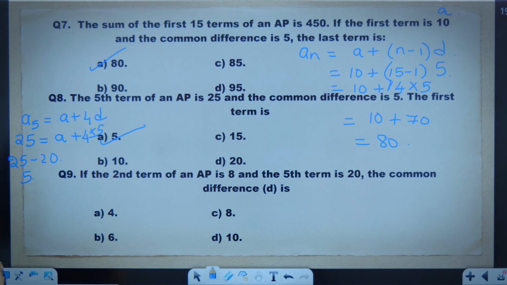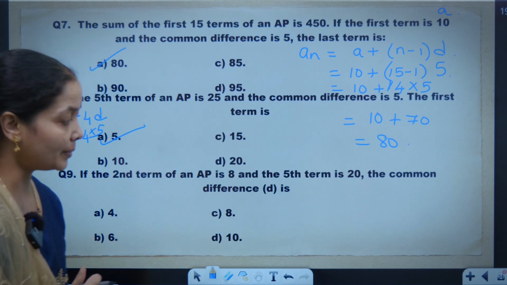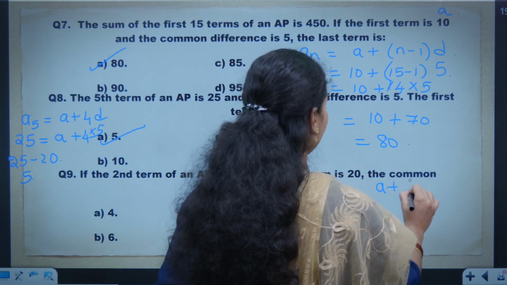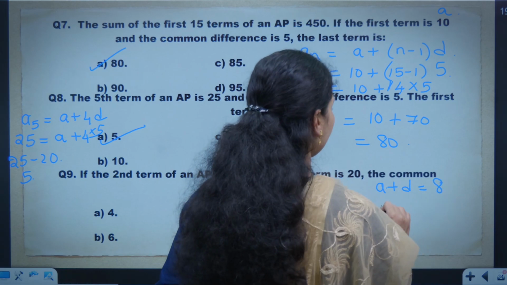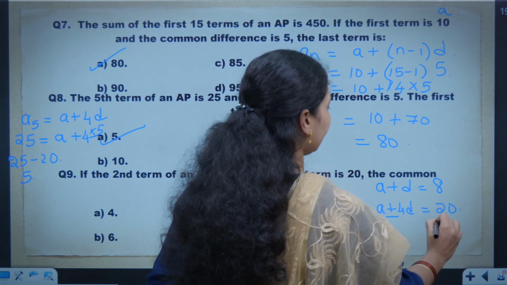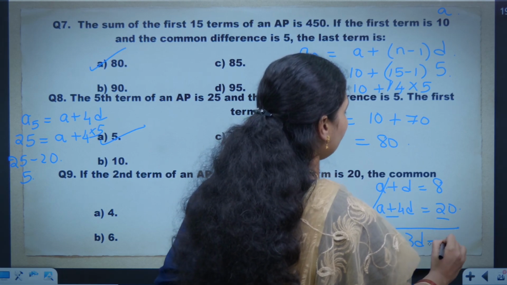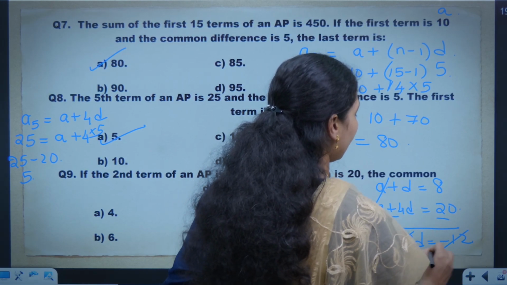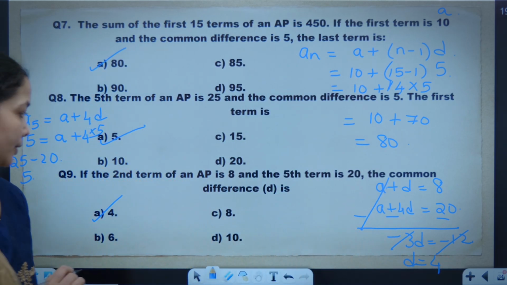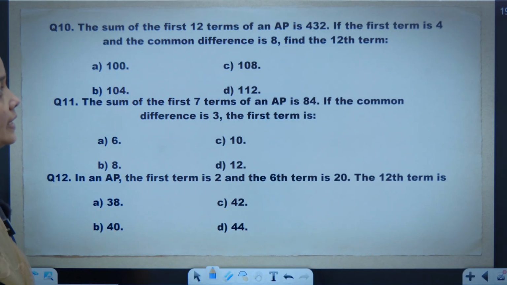If the second term of the AP is 8, fifth term is 20, I have to find the common difference. Second term can be written as A2 equals A plus D, which is 8. A5 is A plus 4D, which is 20. Subtracting, I am getting minus 3D equal to negative 12. So I have D as 4. D is directly 4.